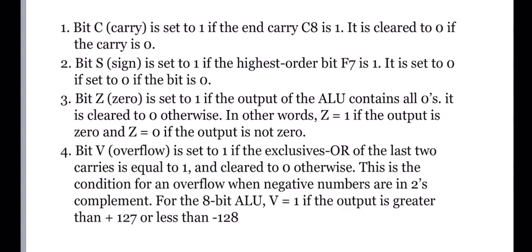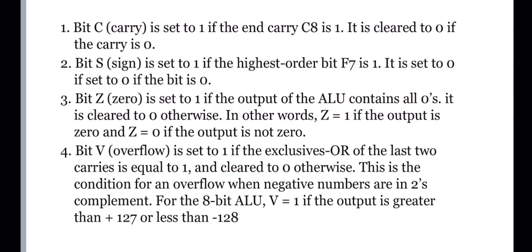1. Bit C, carry, is set to 1 if the end carry C8 is 1. It is cleared to 0 if the carry is 0. 2. Bit S, sign, is set to 1 if the highest order bit F7 is 1. It is set to 0 if the bit is 0. 3. Bit Z, zero, is set to 1 if the output of the ALU contains all 0's. It is cleared to 0 otherwise. In other words, Z equals 1 if the output is 0 and Z equals 0 if the output is not 0.